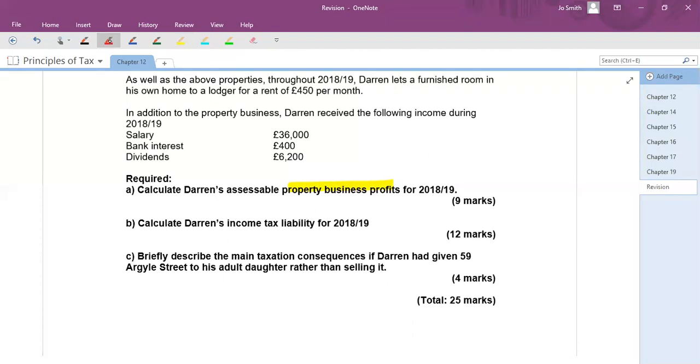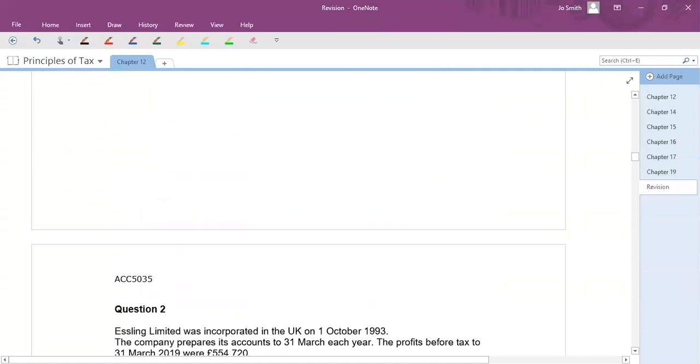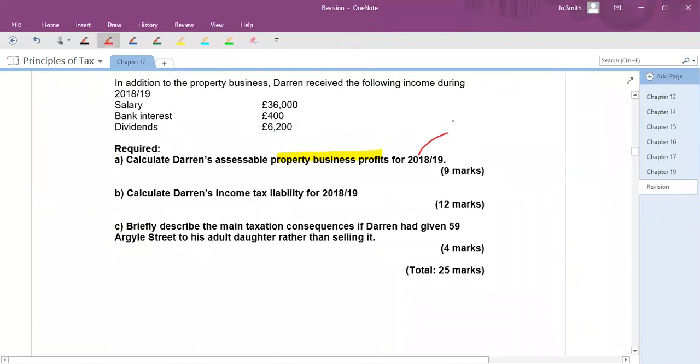Remember what I said to you about the dates? It is going to relate to last year because it's last year's exam, but the same rule applies. We want the figures that relate to the actual tax year, so 6th of April 18 to the 5th of April 19. So we want to know what income did I get and what expenses can I claim? And that's going to give us 9 marks.